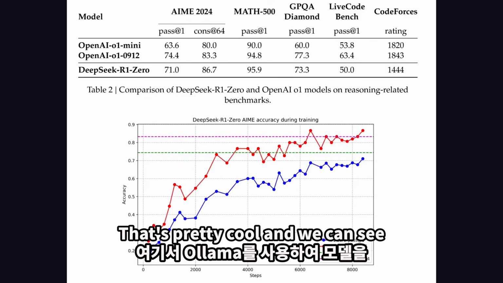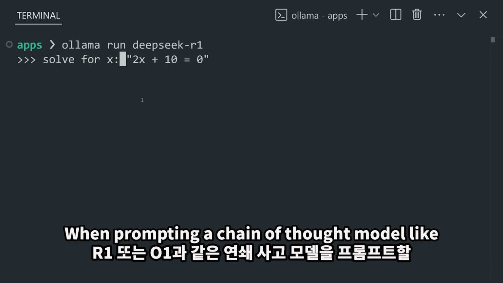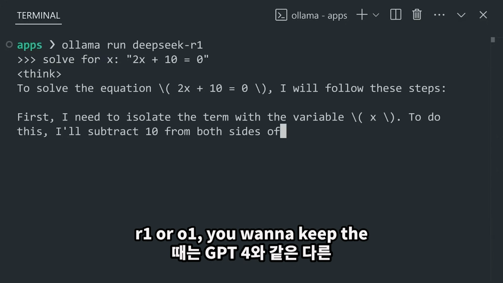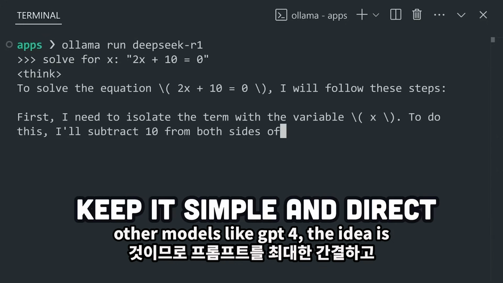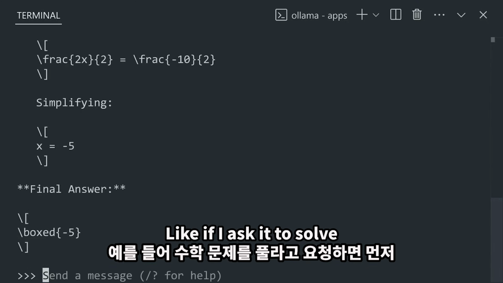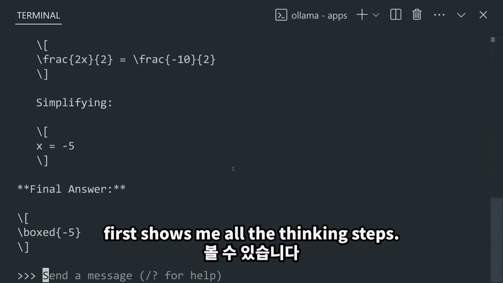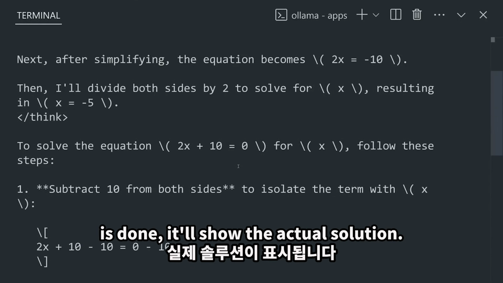That's pretty cool, and we can see the model's actual chain of thought if we go ahead and prompt it here with Ollama. When prompting a chain of thought model like R1 or O1, you want to keep the prompt as concise and direct as possible, because unlike other models like GPT-4, the idea is that it does the thinking on its own. Like if I ask it to solve a math problem, you'll notice that it first shows me all the thinking steps, and then after that thinking process is done, it'll show the actual solution.